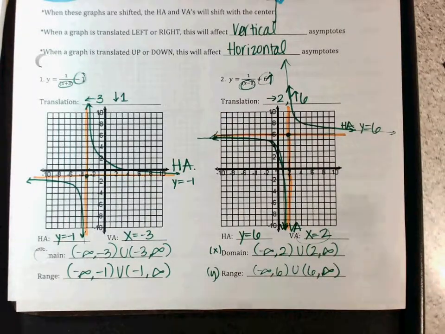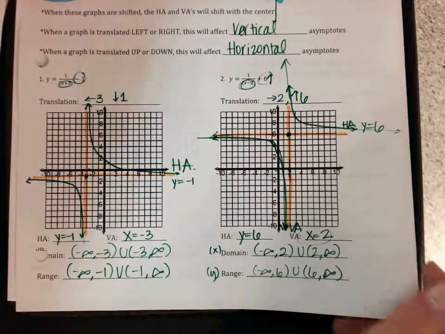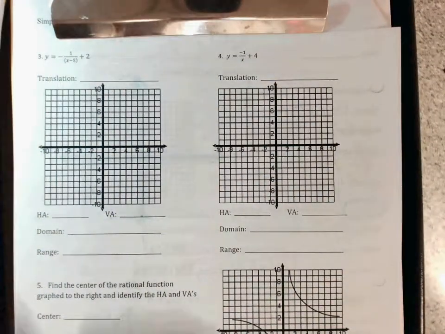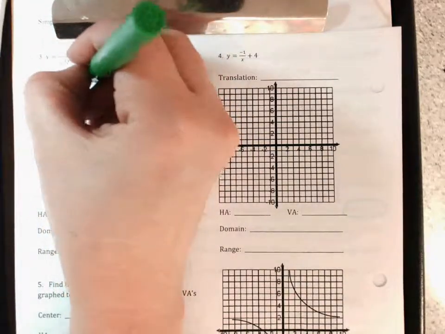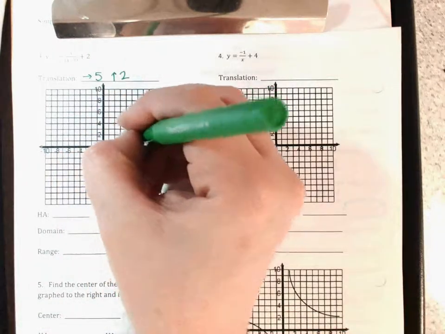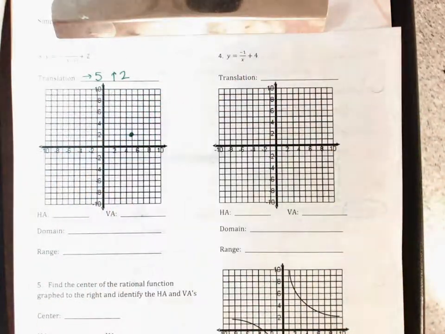Okay? Alright, turn over to the back for me, please. Got a couple more of these left. Okay, taking a look at number 3, I have a -5. That means that I'm going to move to the right 5. Then I have a +2. That's going to move my graph up 2. So 5, 2, boom, right there.